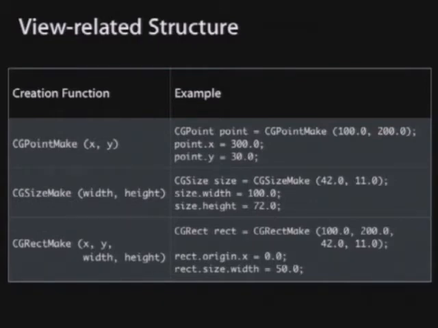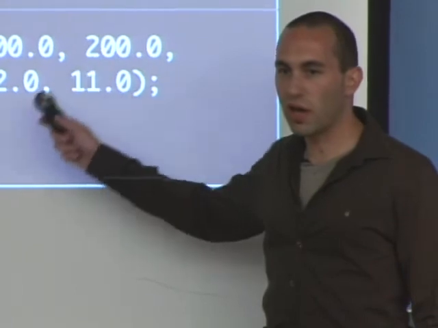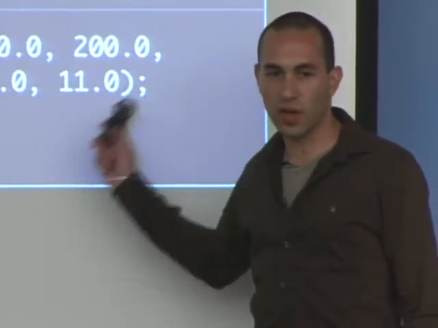And CG rect make actually takes the 2 floating points for the point, followed by the 2 floating points for the size. In other languages, you may have seen they take top left, bottom right. In this case, we're actually taking origin x, y, followed by size, width, and height.